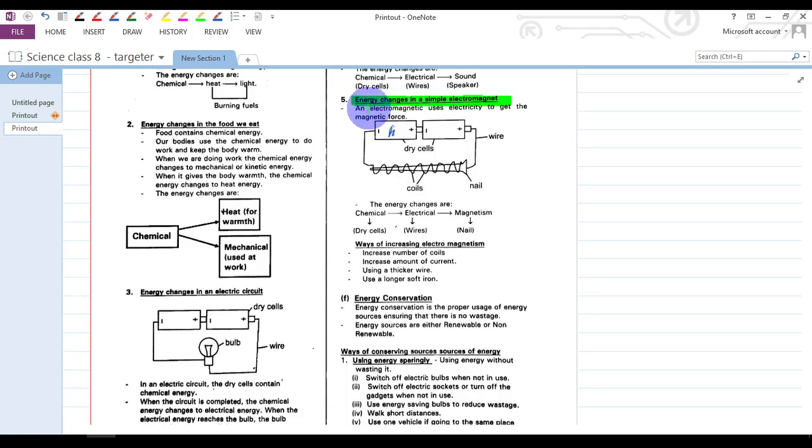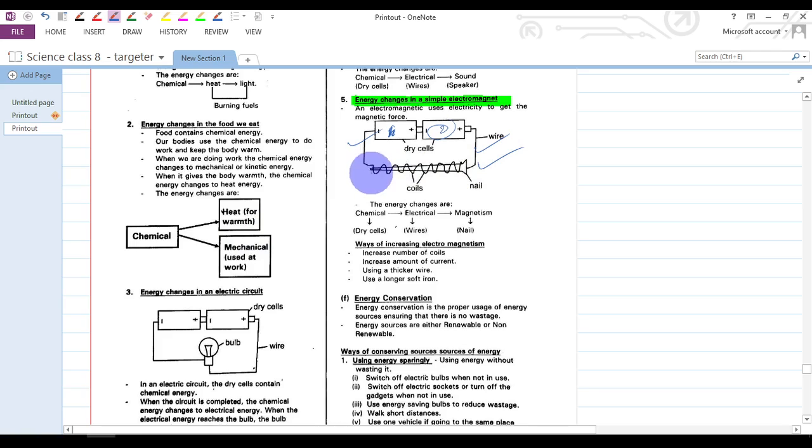Now we shall look at energy changes in a simple electromagnet. An electromagnet is where we make a magnet from electricity. We have different components here. We have the dry cells, we have the connecting wires, and we have the material which you want to make into a magnet.